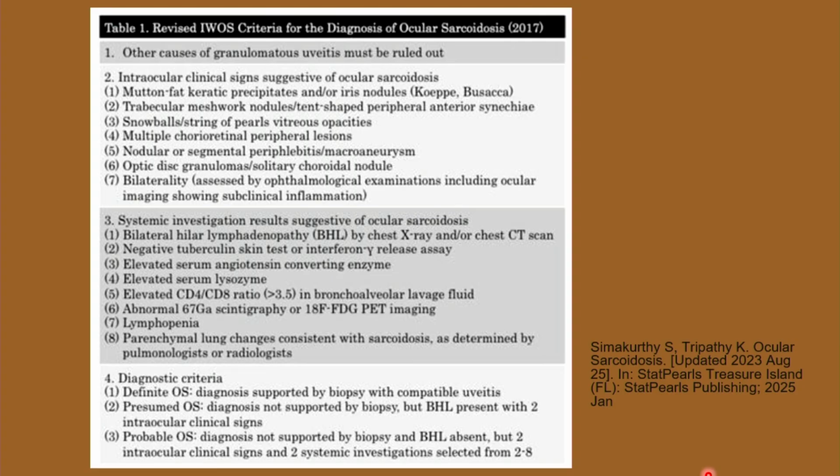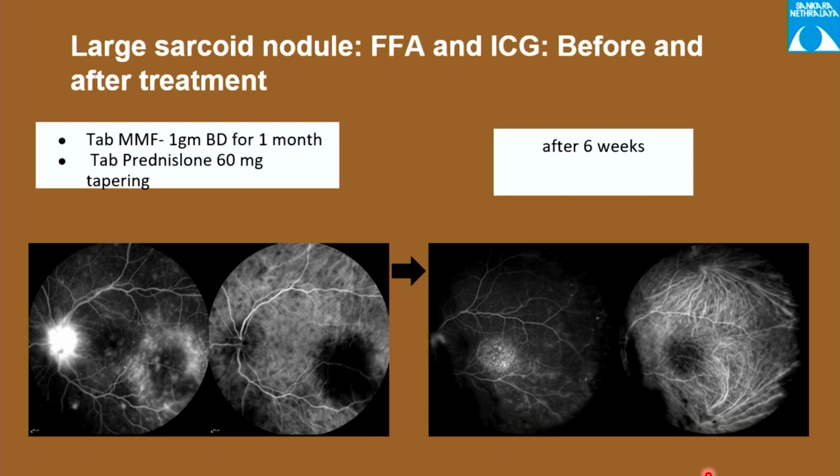You can read over here, definitive means the diagnosis is supported with biopsy, which in our patient we had not done. Presumed, where the diagnosis is not supported by biopsy, but either BHL is present with either two intraocular signs. And probable is when the diagnosis is not supported by biopsy or BHL, but there are just signs and two systemic investigations. So finally, this patient was treated with mycophenolate mofetil and oral corticosteroids were given.